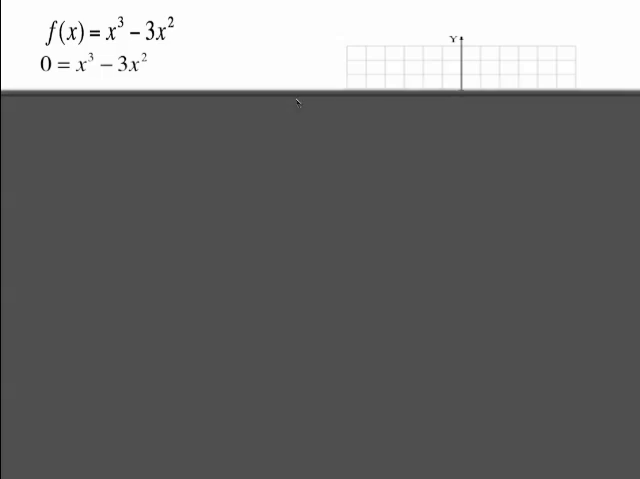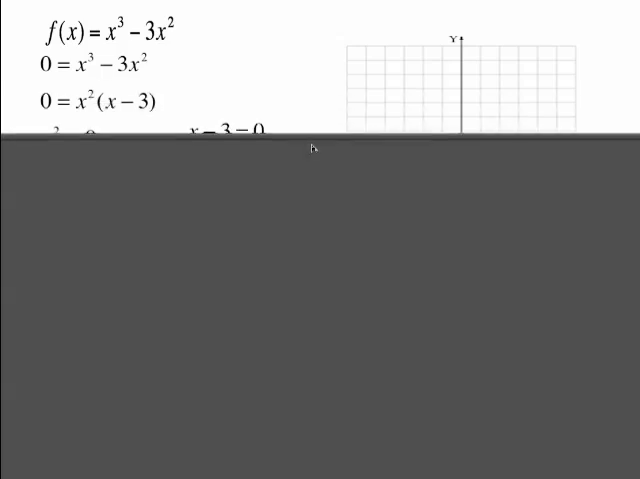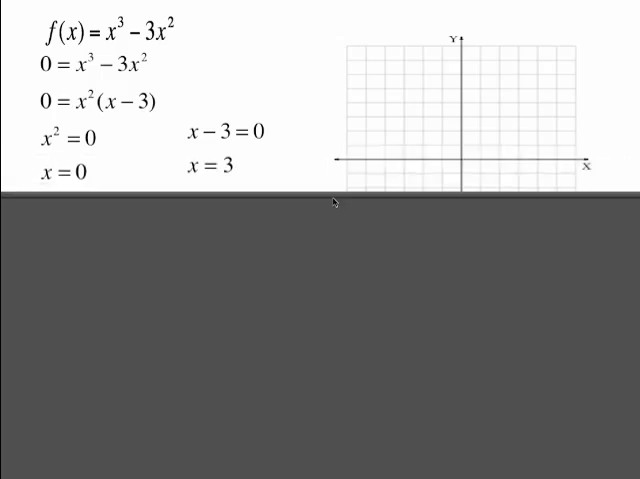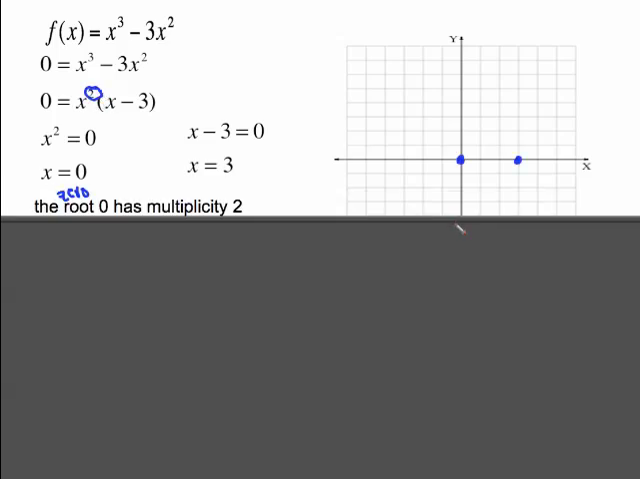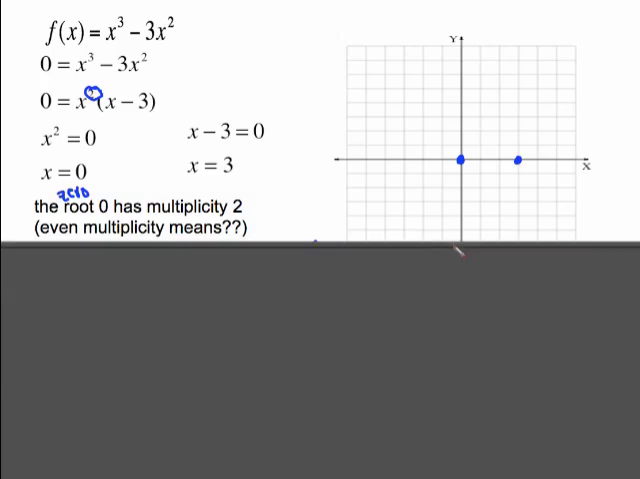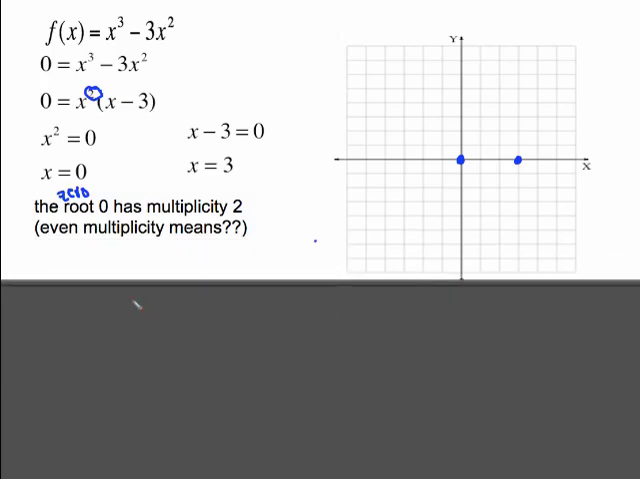Factor and solve. The factoring is take out the GCF, set each one of those things equal to 0, and we end up with these zeros, x equals 0 and x equals 3. But because this is squared, this root of 0 has multiplicity 2. And what does multiplicity being even mean? It means that it's going to bounce right there. That will help us get a pretty good idea of what this picture looks like.